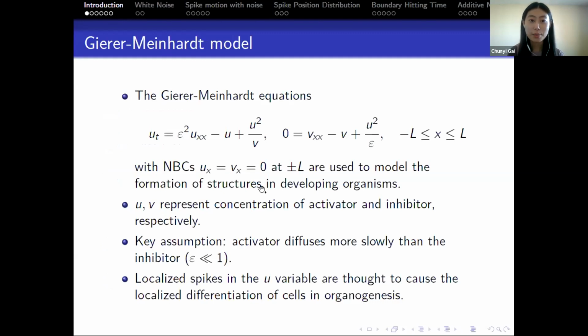Okay, so let's look at the model. Here we concentrate on the classical Gierer-Meinhardt model, which contains these two equations. Here, U and V are the concentrations of activator and inhibitor. The key assumption we made is that the activator diffuses much more slowly than the inhibitor. So here we take epsilon to be much smaller than 1. With this assumption, a key feature of this system is that it can produce localized spike patterns.